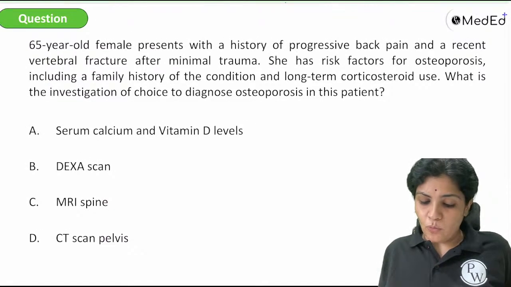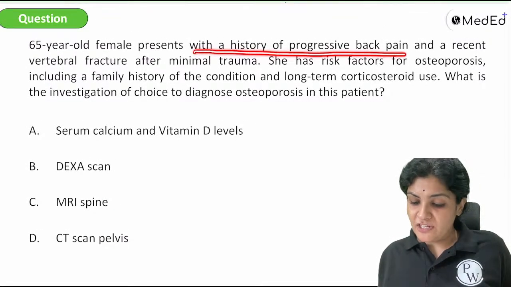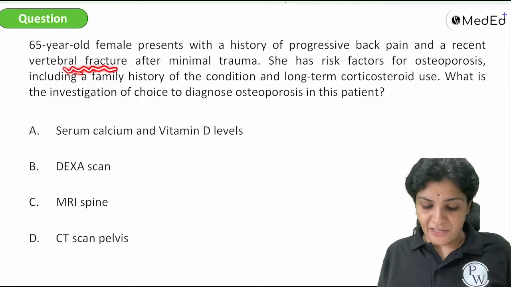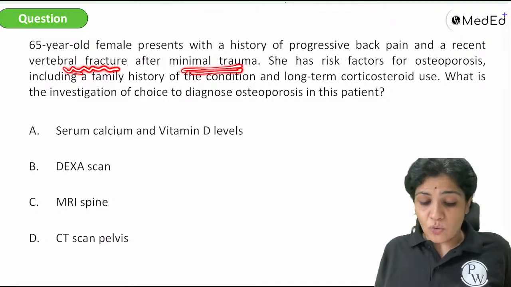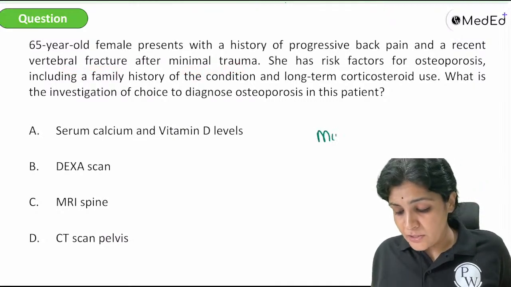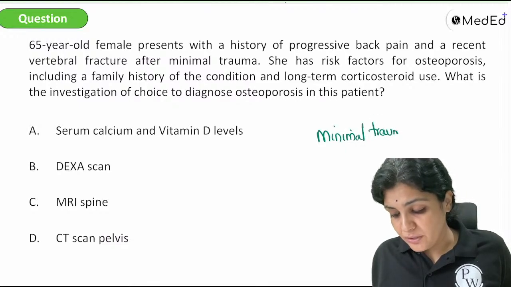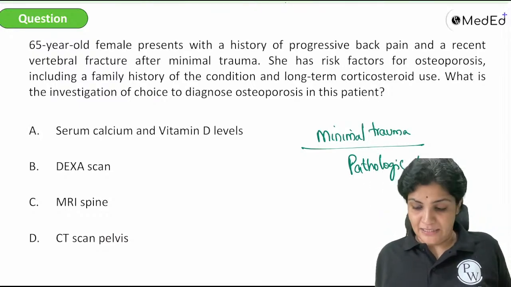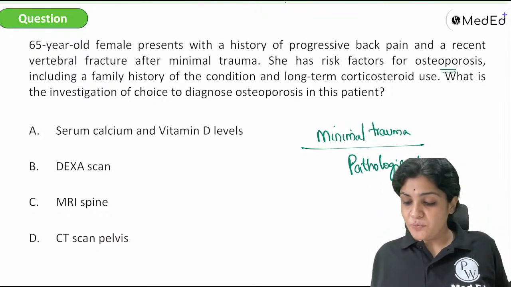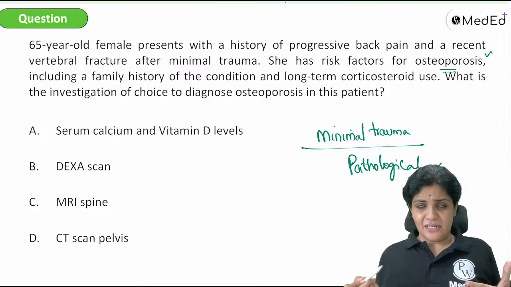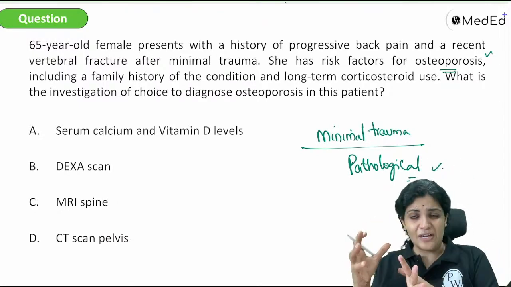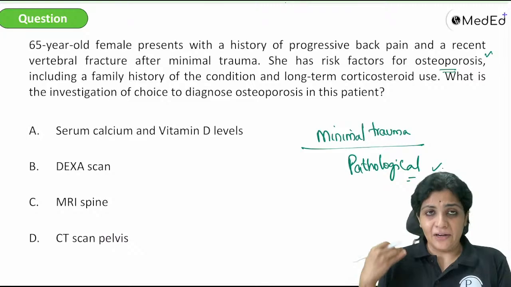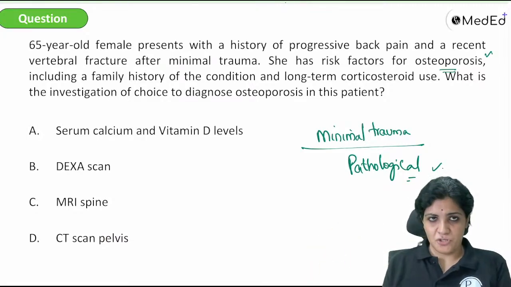A 65-year-old female presents with history of progressive back pain and a recent vertebral fracture after minimal trauma. So again, if you remember minimal trauma, this is a pathological fracture. So we will wait for some more clues to understand what pathology this is. So she has risk factors for osteoporosis. There are various risk factors which you can ask the patient about, and this patient has these risk factors for osteoporosis.